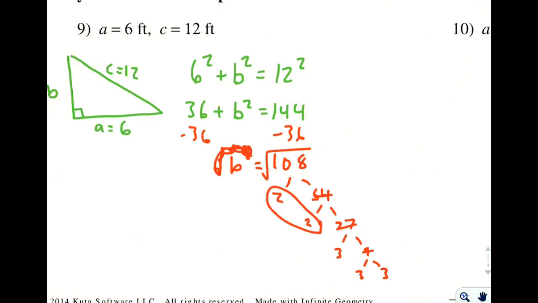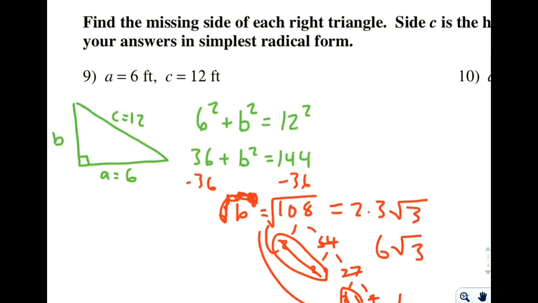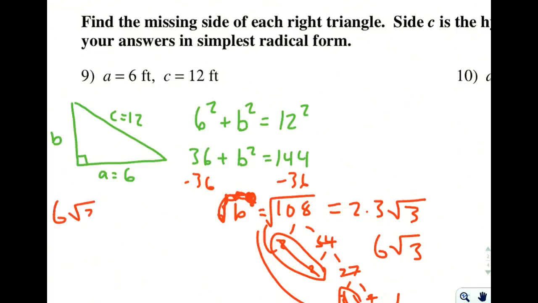And we have a pair of 2's and a pair of 3's and a leftover 3. So the 2's come out as a single 2 out front, the 3's come out as a single 3 out front, and the leftover 3 stays under the root. So b is going to be equal to 2 times 3. So we got our 2's, we got our 3's, times the square root of 3, which is 6 root 3. And since that's equal to b, we're going to want to maybe put that on our diagram so we can see exactly where that is.